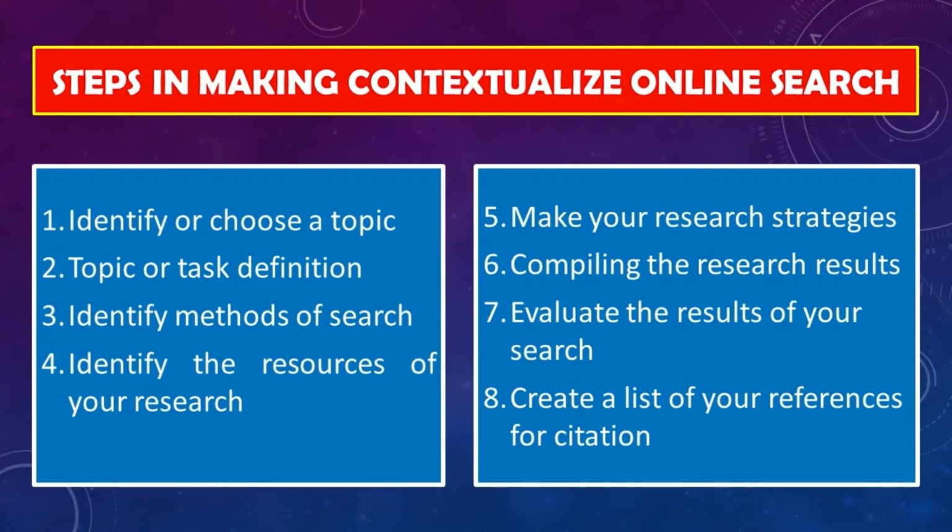We have, first, identify or choose a topic. Second, topic or task definition. Third, identify methods of search. Fourth, identify the resources of your research. Fifth step, make your research strategies. Sixth, compiling the research results. Seventh, evaluate the results of your search. And lastly, create a list of your references for citation.